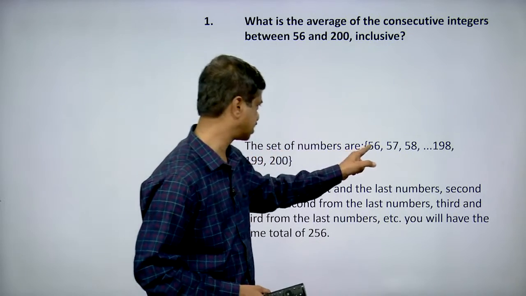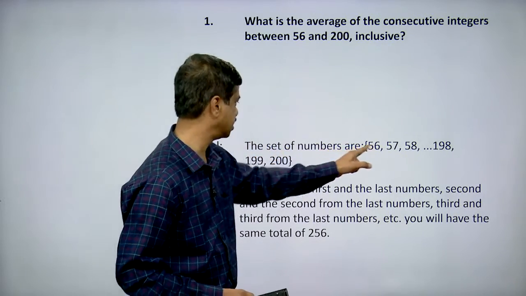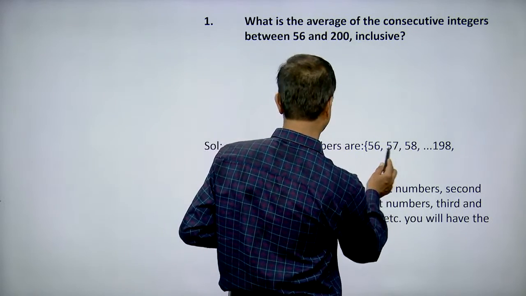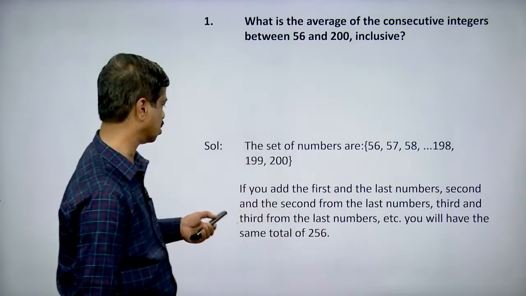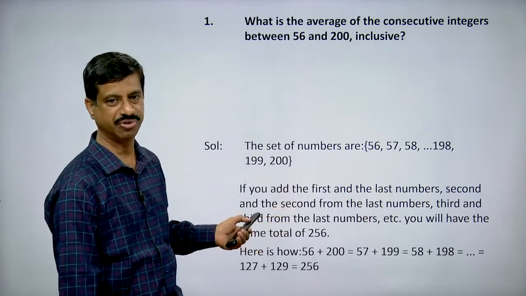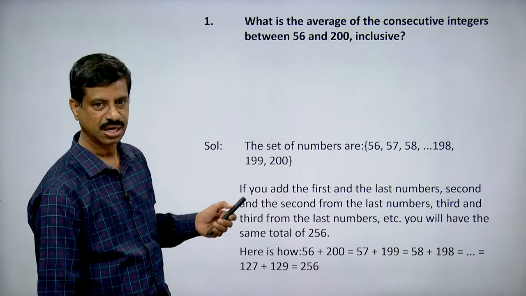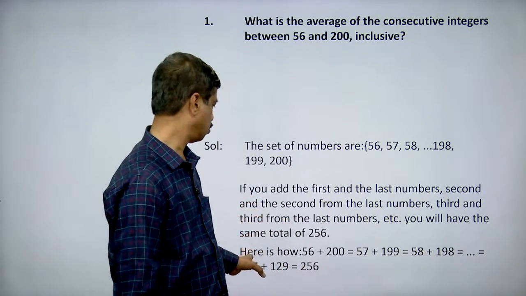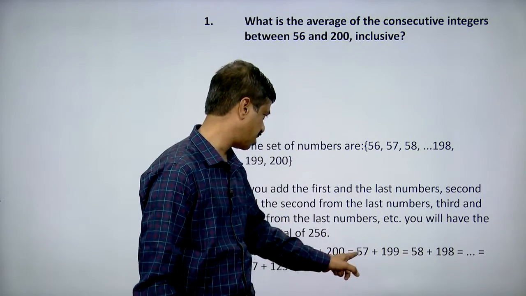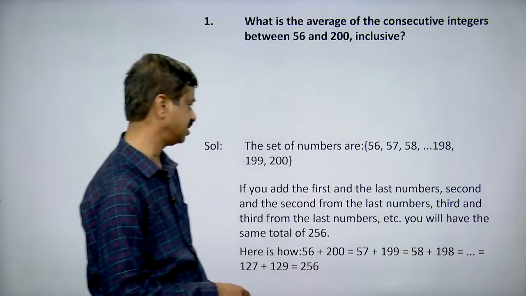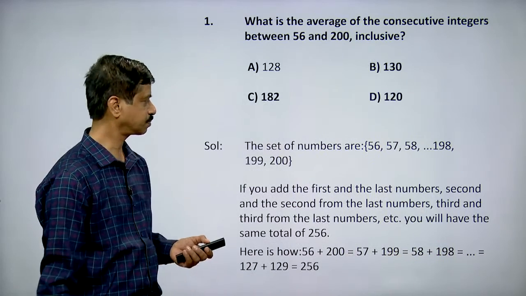Now if you take the first and last term, the sum is 256. Then the second and second from last is also 256. Like that, the third from last, everywhere the answer is 256 only. Right, children? So you see 56 plus 200, 57 plus 199, 58 plus 198. Like that, every pair is 256.